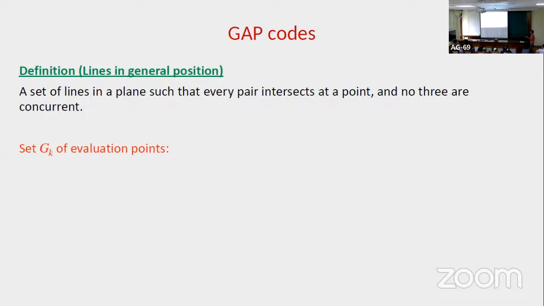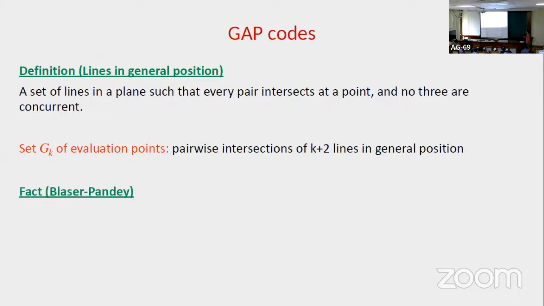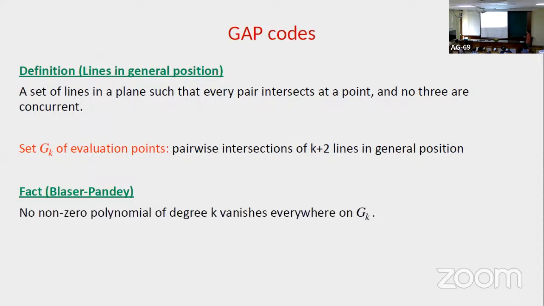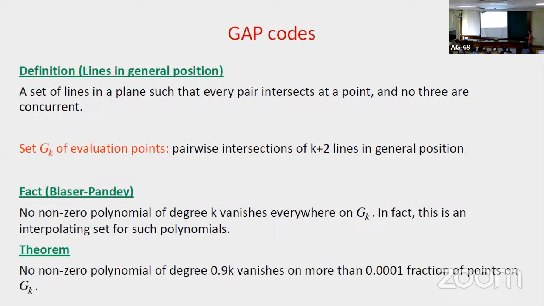So take the set G sub k to be the set of evaluation points. These are going to be pairwise intersections of k plus 2 lines in general position. So we take k plus 2 lines in a plane in general position, take their pairwise intersections. This is the set G sub k, and the same paper of Blazer and Pandey that I mentioned earlier shows that if you take a non-zero degree k polynomial in two variables, it doesn't vanish entirely on the set G sub k. Which means that, in fact, again, this is an interpolating set.